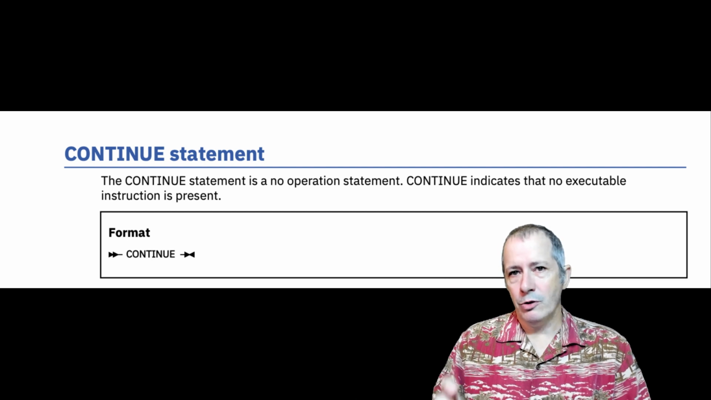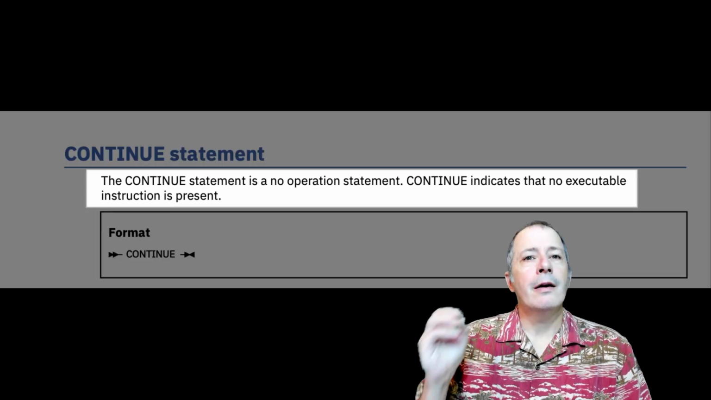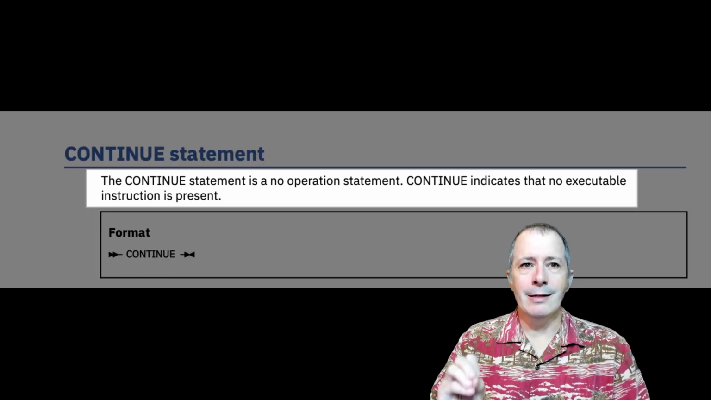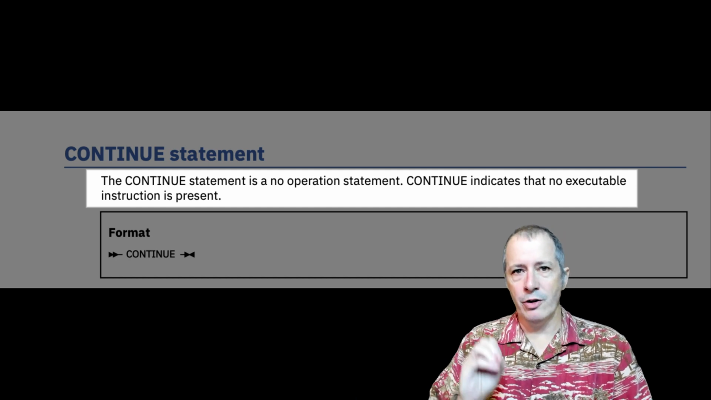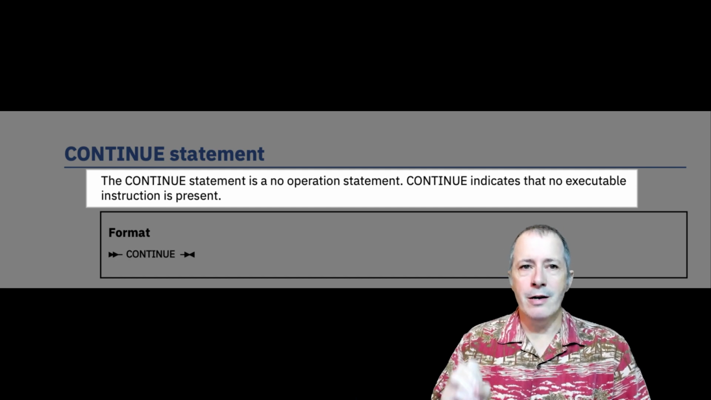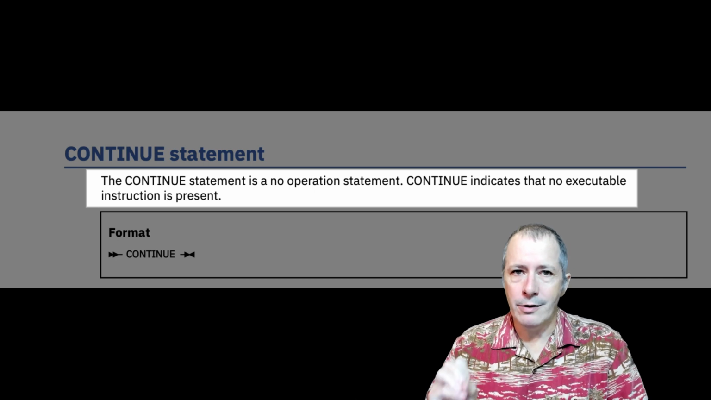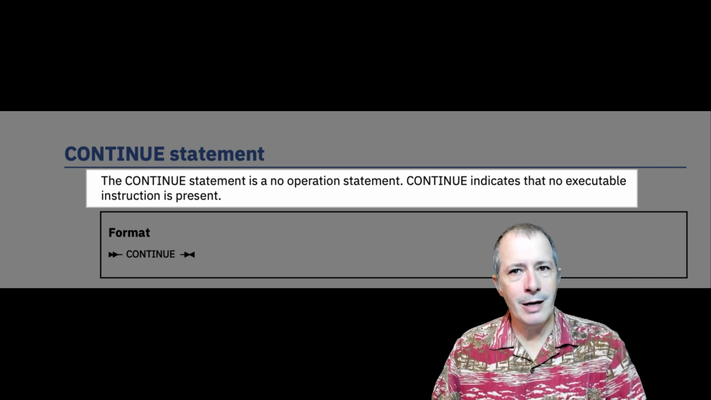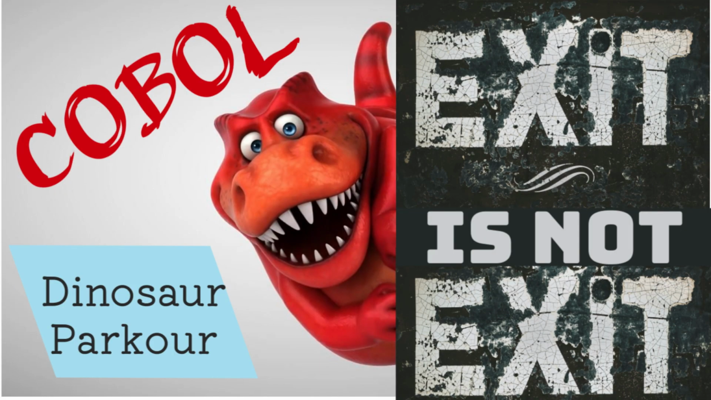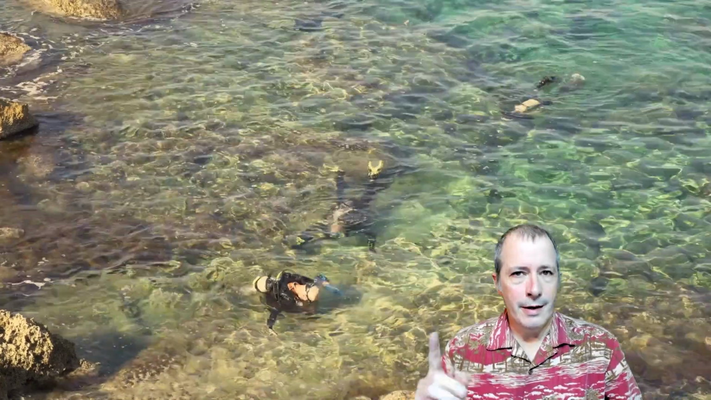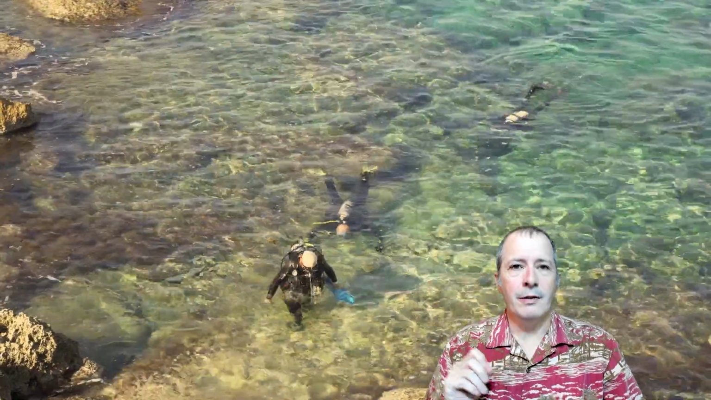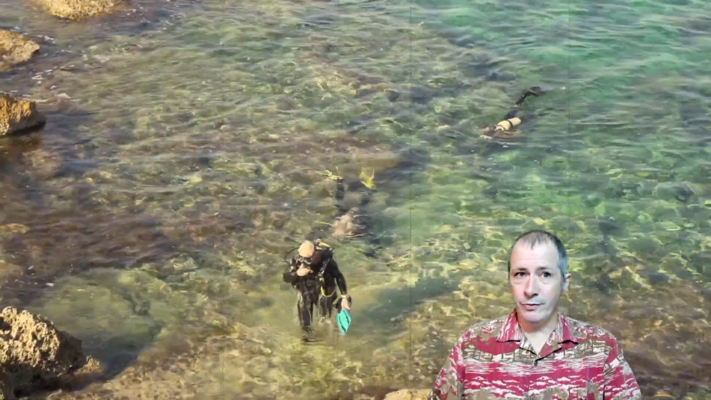This is what the manual says about continue. The continue statement is a no operation statement. Continue indicates that no executable instruction is present. As weird as it sounds, exit is not an exit. It is a do-nothing statement. Do-nothing things can be useful.